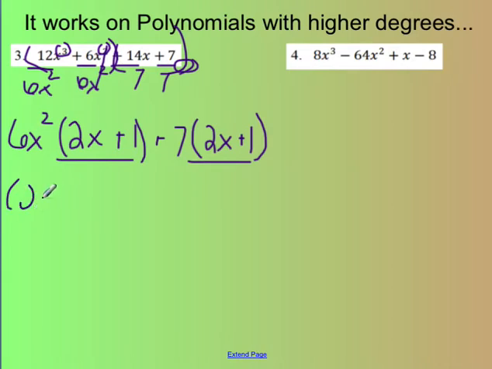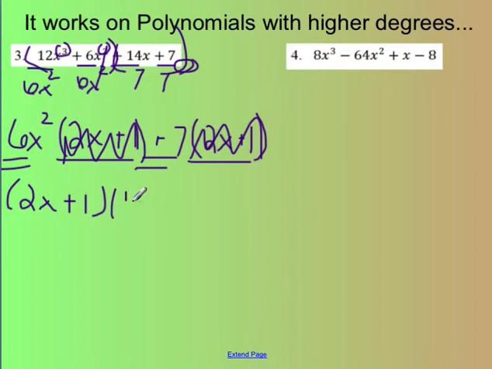So we're going to go ahead and write that out first. So we have 2x plus 1 in our first group. Out of our second group, okay, that's what's left over. We have 6x squared plus 7. So we have 2x plus 1 times 6x squared plus 7.